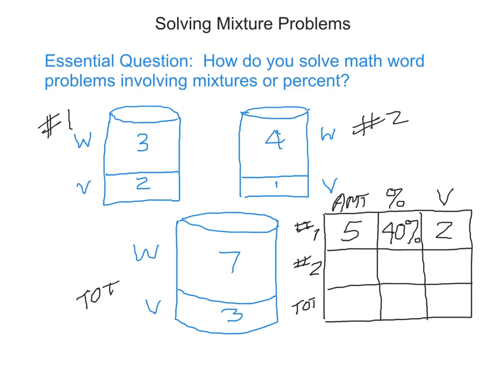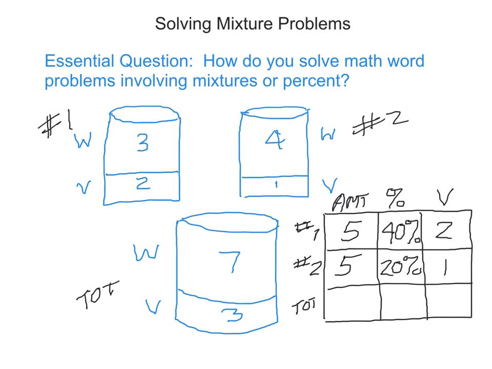The second mixture also has 5 gallons. But it has only 1 gallon of vinegar, and the percent is 1/5 or 20%. Now, obviously, as we go across the row, if we change the percent to a decimal, 5 times 0.4 is going to equal 2. The second row will be 5 times 0.2 is going to equal 1.